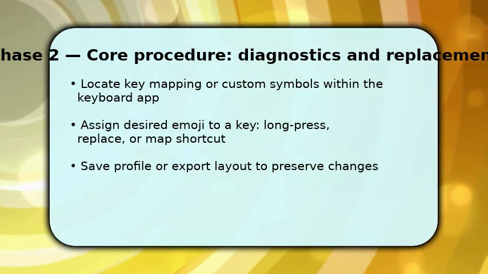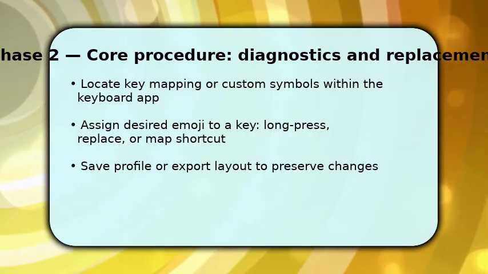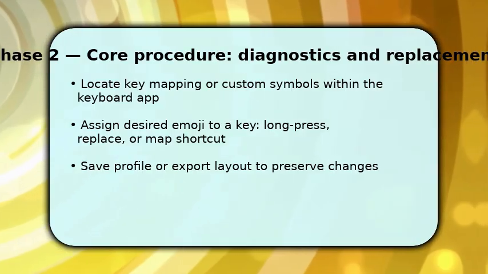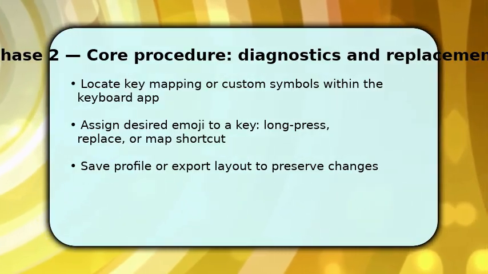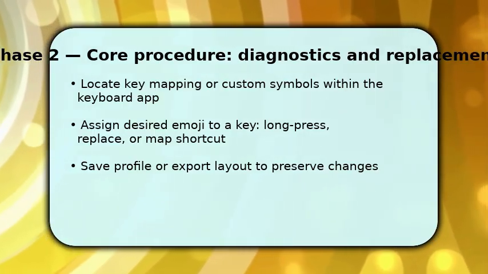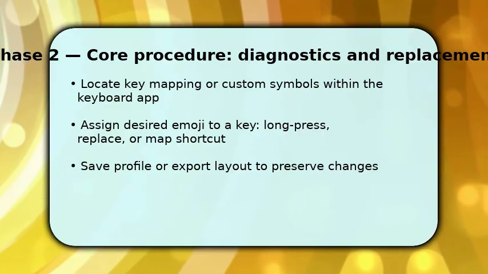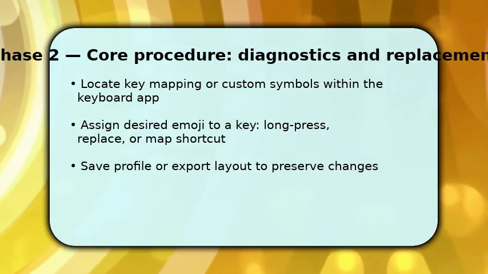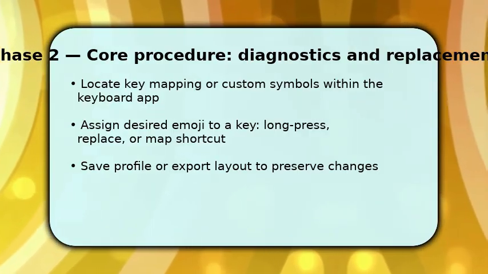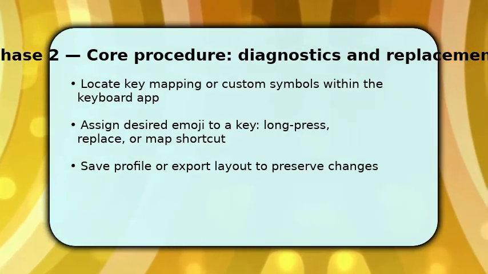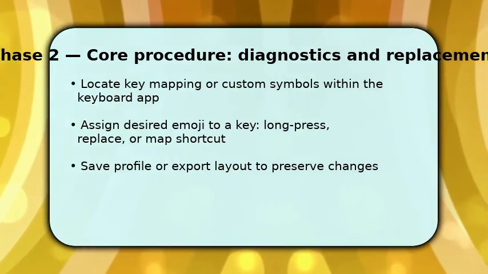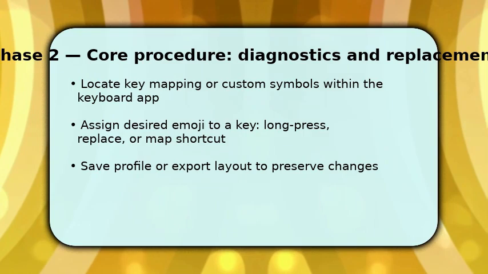Next, open the keyboard's key mapping or custom symbols section. This is where you replace characters with emoji. You will long press a target key, choose Edit or Assign, then paste or select the emoji you want. Some apps accept Unicode, others require picker selection. Once mapped, test the key in a Note app. If it doesn't show, reopen mapping and confirm the emoji code. Make sure to save or export the profile so your new keypad emoji stays after updates or reinstalls.